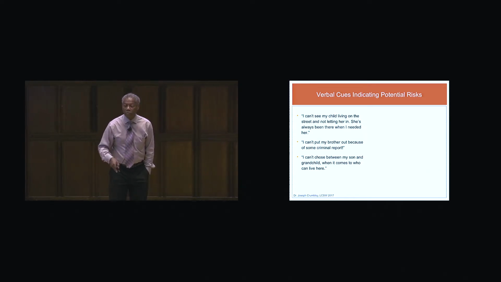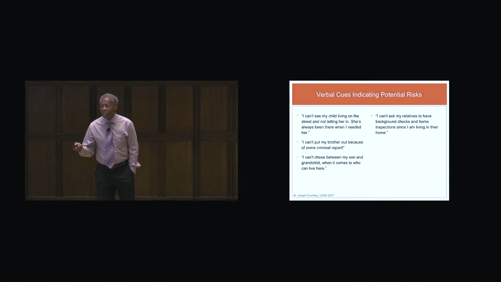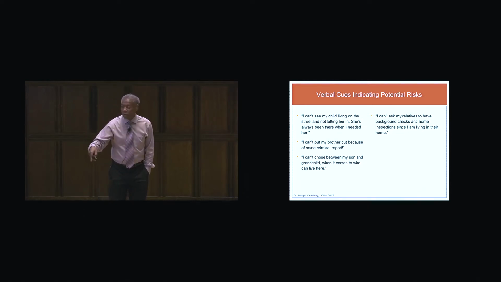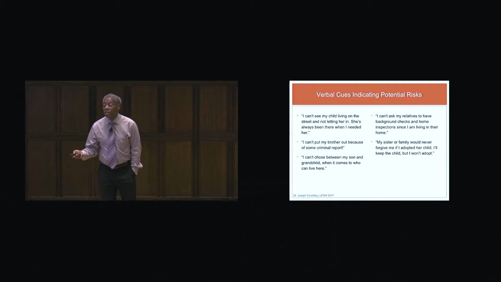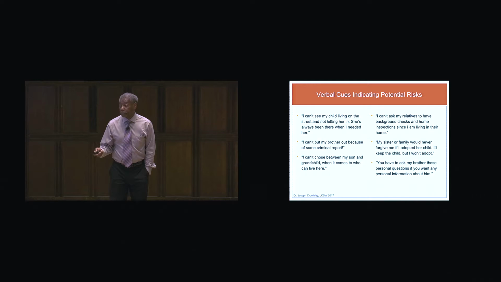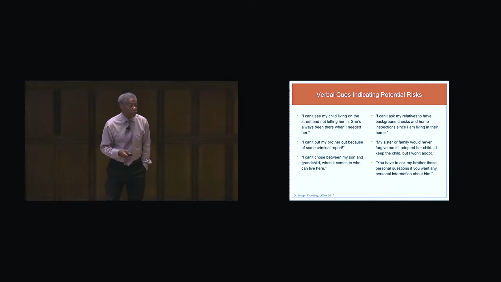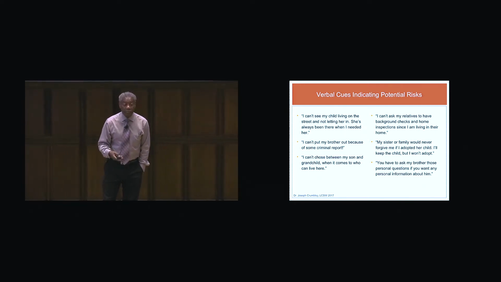That birth parent has a right to be here just like my grandchild. The birth parent has more of a right here because this is where they grew up, as my brother or my sister or my son or my daughter. I can't ask my relatives to have background checks in their home because this is their home. I just live here and I'm going to tell them to leave. My sister or family would never forgive me if I adopted the child. I'll keep the child, but I won't adopt. You have to ask my brother for that information if you want to know. I'm not going to share that with you. I'm not going to turn them in. I'm not going to get that information knowing that you're going to use it against them.